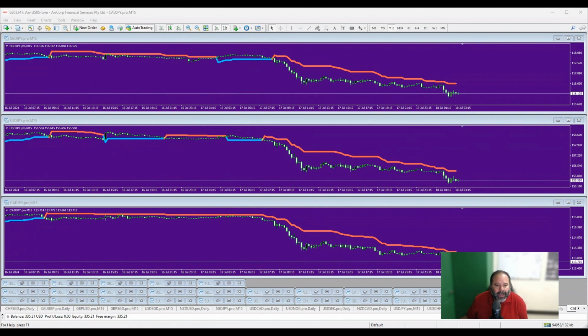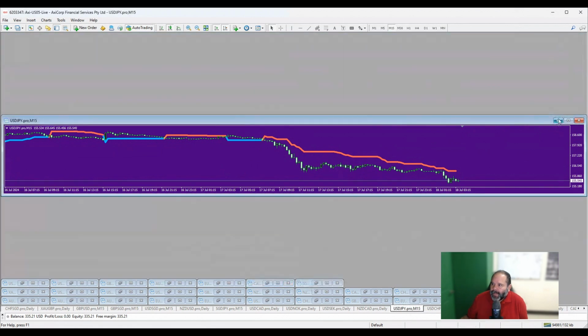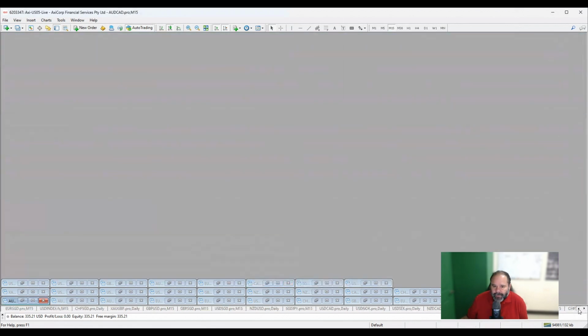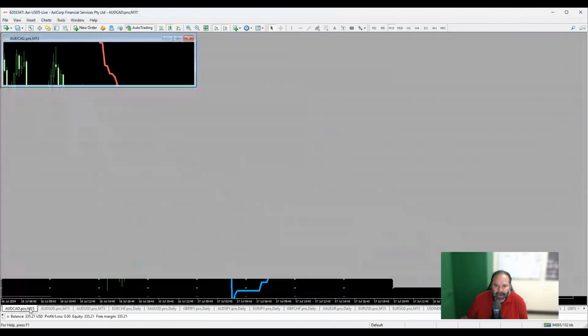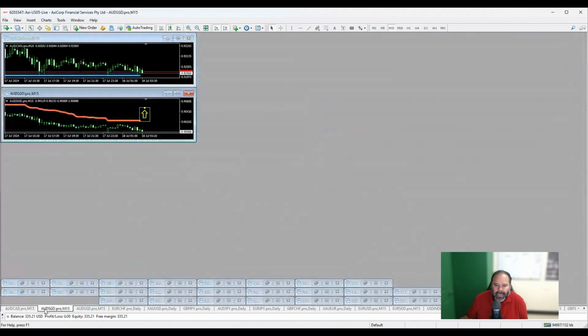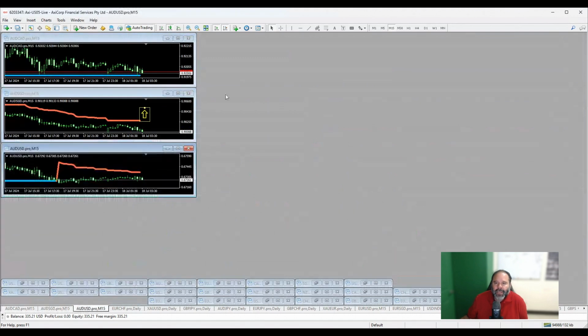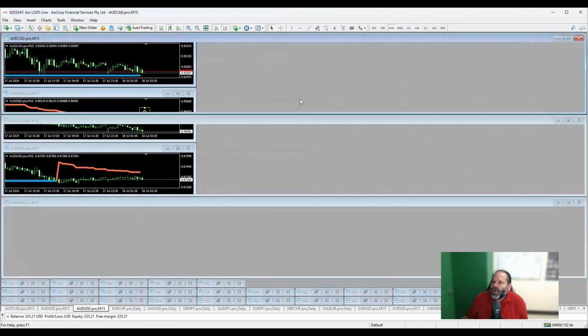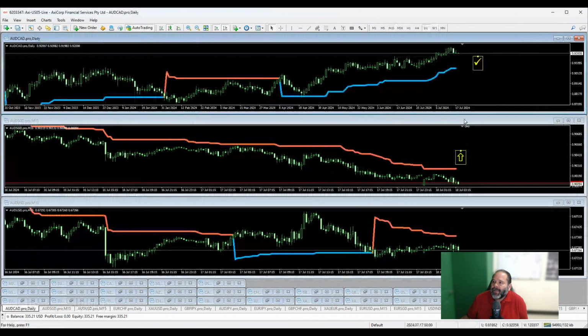But we need to go back to correlation to check AUD USD. So AUD USD, let's check the correlation on that. Here we go. It's AUD CAD, AUD Singapore dollar, and AUD USD. These are the three pairs that correlate. And let's check the daily time frame.